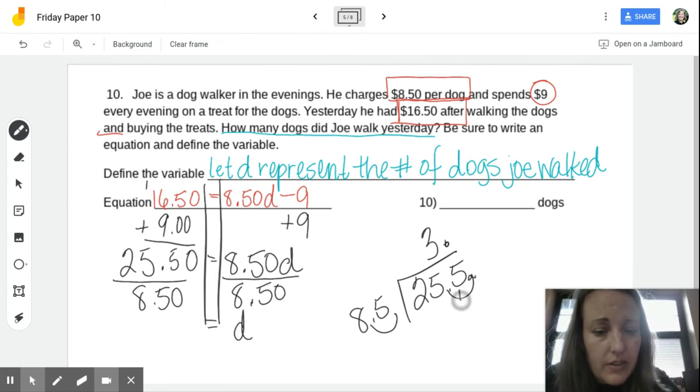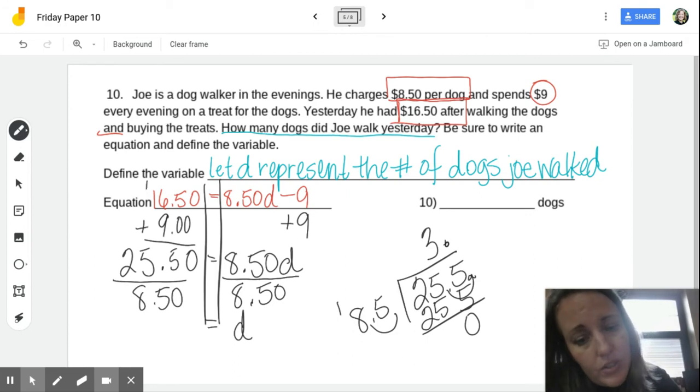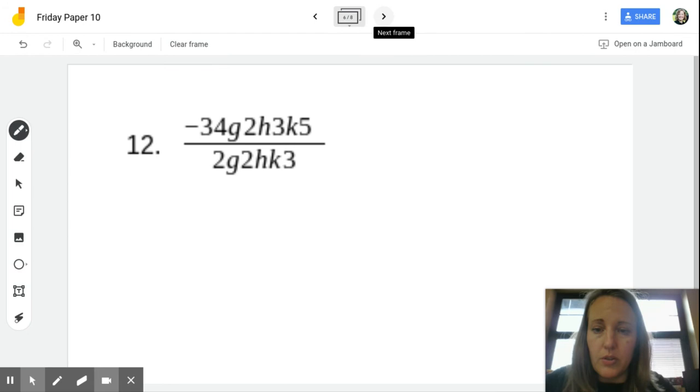3 times 5 is 15. Carry the 1. 8 times 3 is 24 plus 1 is 25. I guessed correctly, right? So this 3 is actually the number of dogs that Joe walked. So my answer is 3. Boom. Let's go here. All right.